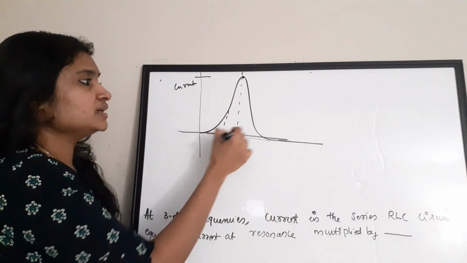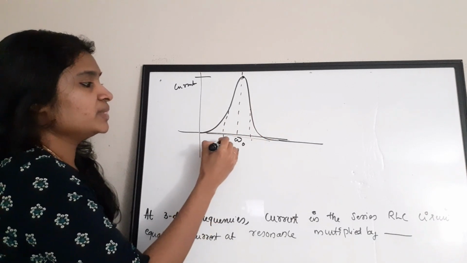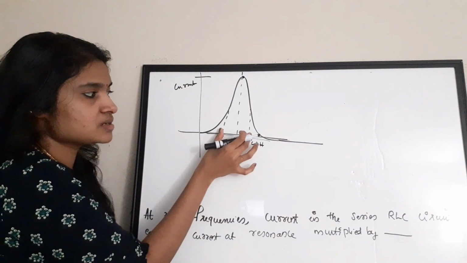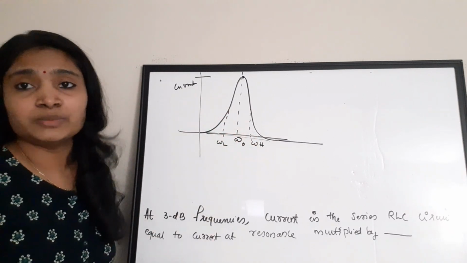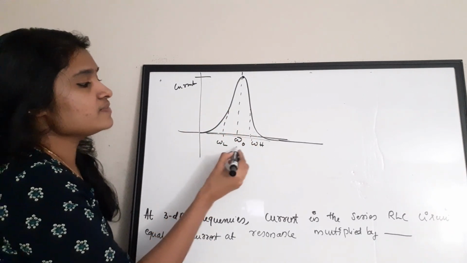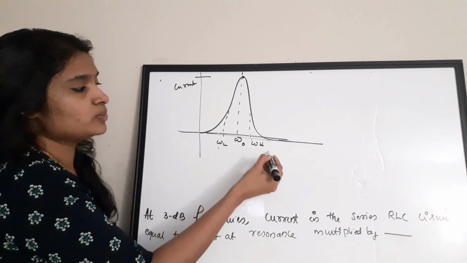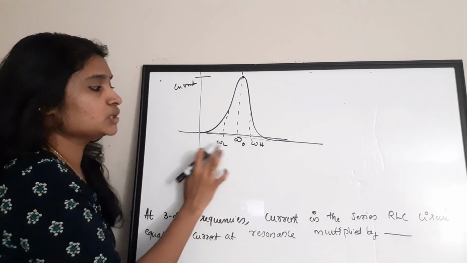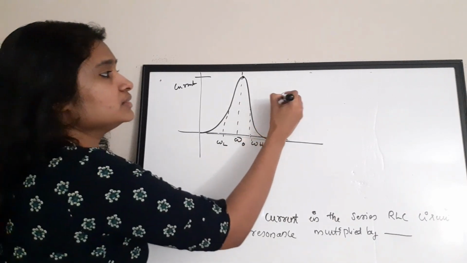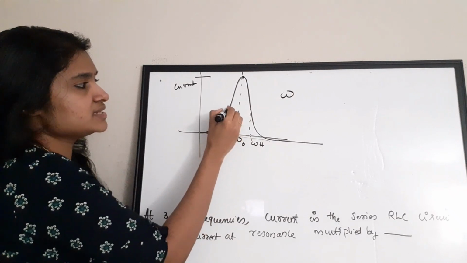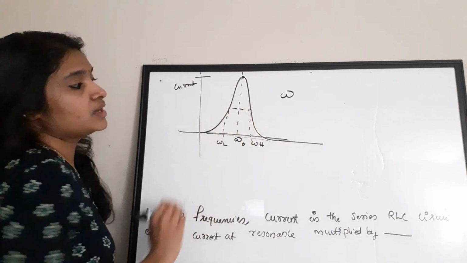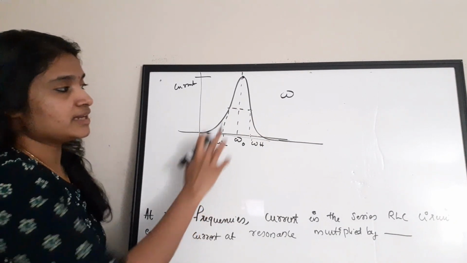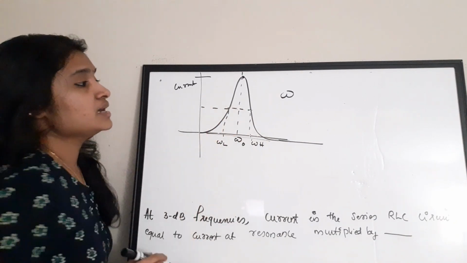And these are the 3 dB frequencies, omega L, the lower cutoff frequency, and omega H. These are the 3 dB frequencies, and this contributes the bandwidth of the resonance curve. Now what is the value of omega L and omega H in relation with omega 0? You can see the value of current is the same at these two points, that is at omega L and omega H. This is the current axis.